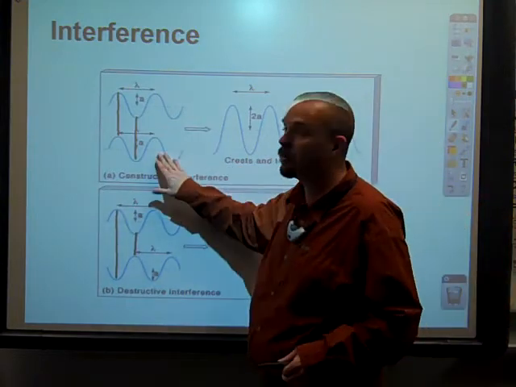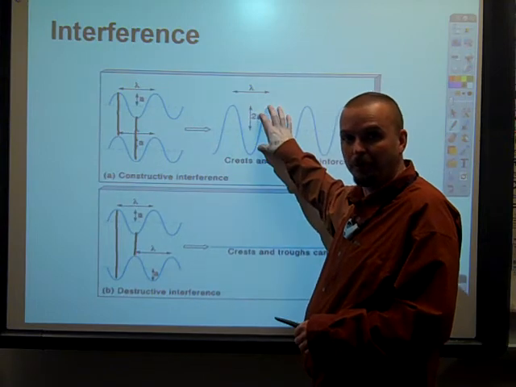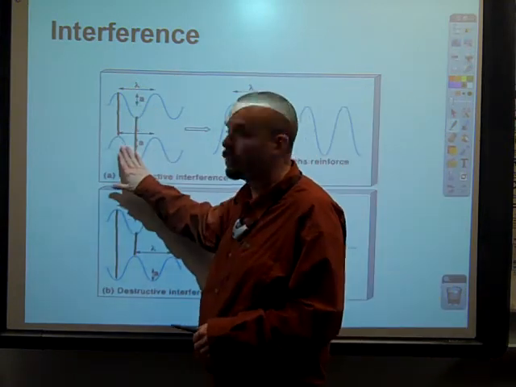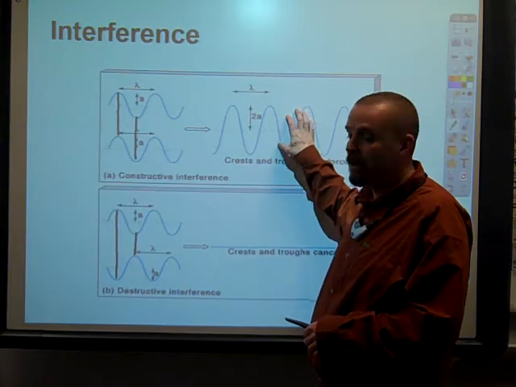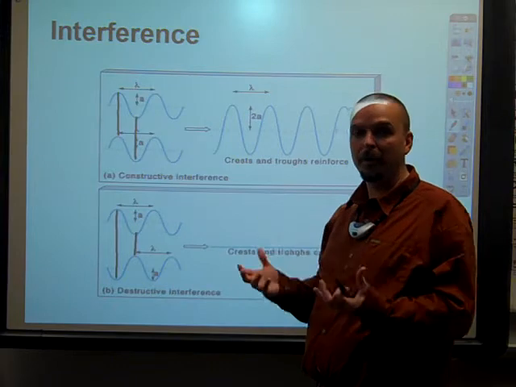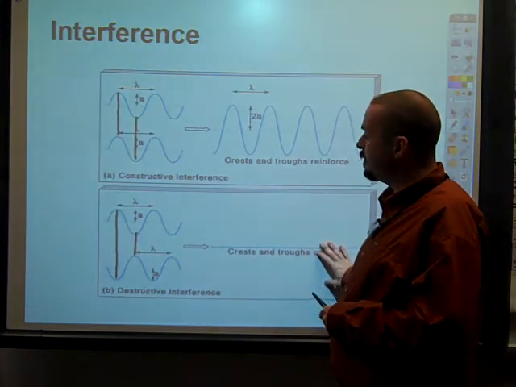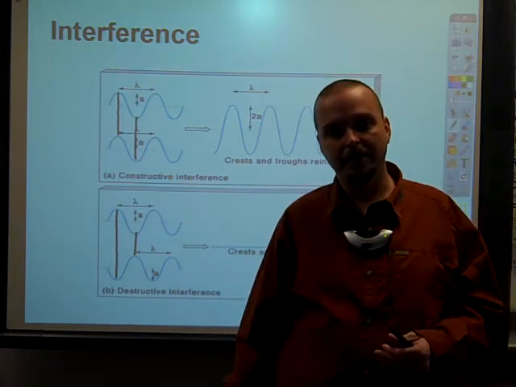So if these are two speakers producing sounds, we end up with a single louder sound. If these are two lights producing waves, we end up with a single brighter light. Constructive interference, additive, combine the waves together, make a bigger wave. The other type of interference is called destructive. They meet out of phase.